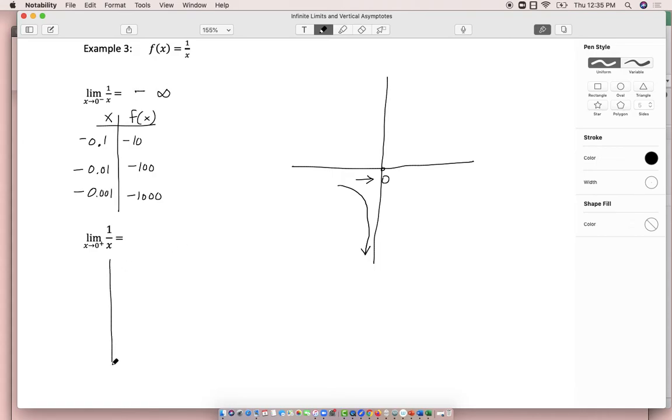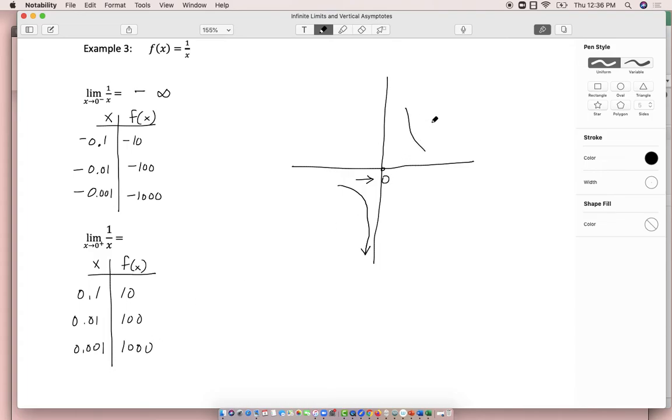And if we want to go from the positive side, that means I have to come from this side of 0. So let me go 0.1, 0.01, 0.001. And if I plug in, 1 over 0.1, I get 10. 1 over 0.01, I get 100. 1 over 0.001, I get 1,000.